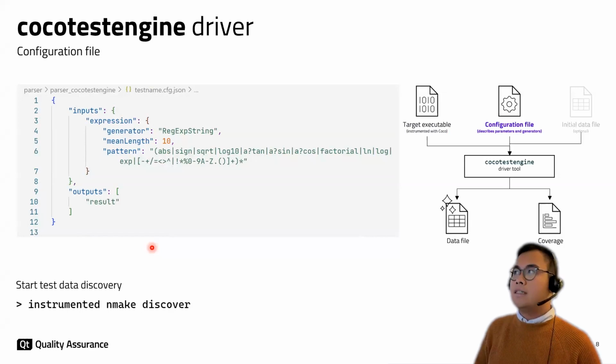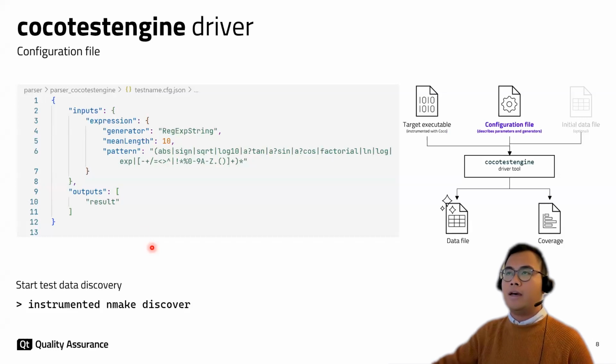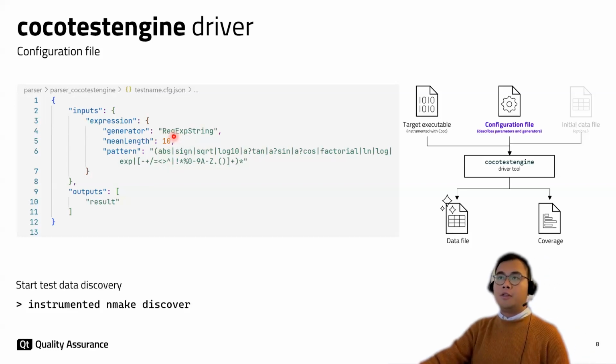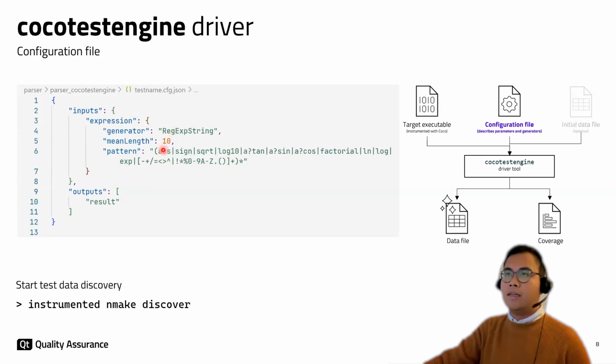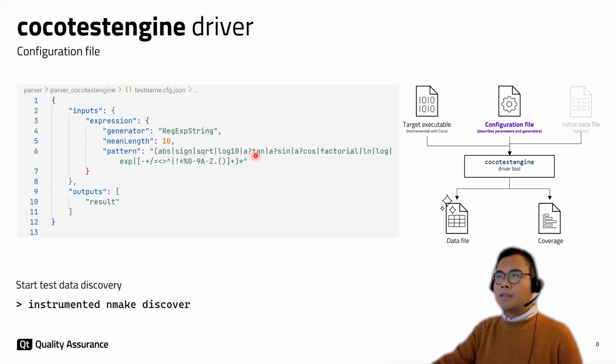The second ingredient needed for test data generation is a configuration file, which lists the possible input parameters and the corresponding generators involved in creating these input values. For example, for a string type that we saw in the previous slide, we have a generator made up of regular expression patterns that satisfy this particular pattern. So these are just mathematical functions that are expected in our parsing function.